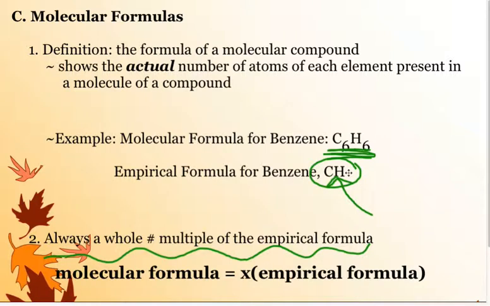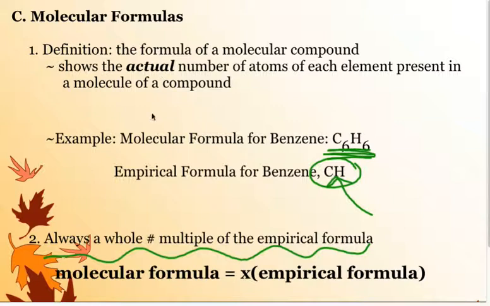If I had you do an empirical formula on benzene, you would get a 1-to-1 ratio. So you would get 1 carbon to 1 hydrogen. That's not really what exists. What really exists is a C6H6 molecule. So a molecular formula is the number of atoms that actually occur.